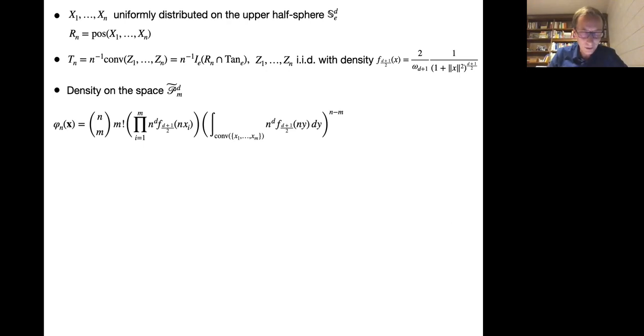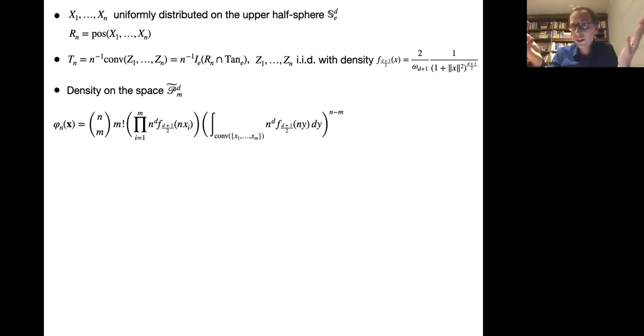So we have these endpoints, and you want to have the density on the space of polytopes having m vertices. So first of all, you have to select among these endpoints the m vertices. How many choices do you have? Well, n choose m choices. This is the first factor here. Well, if you permute the labels of these m points, this doesn't change the convex hull. So you have exactly m factorial permutations, and this is the second factor that appears here.